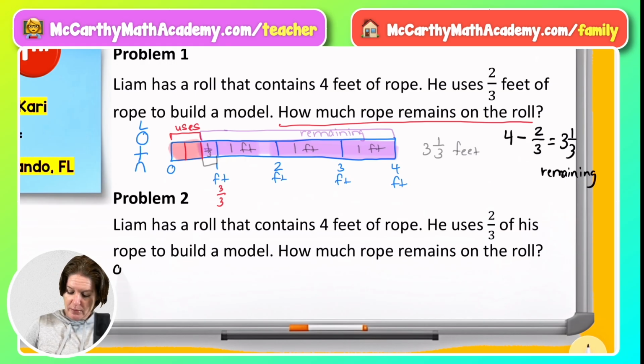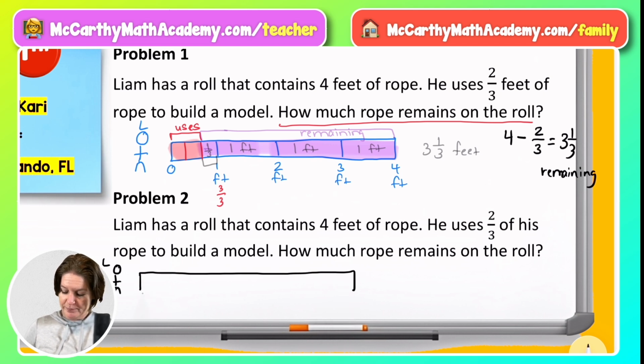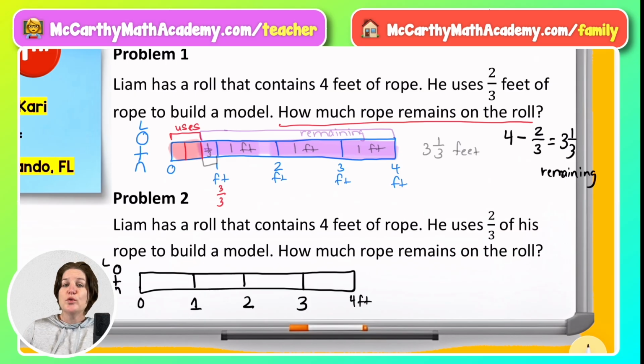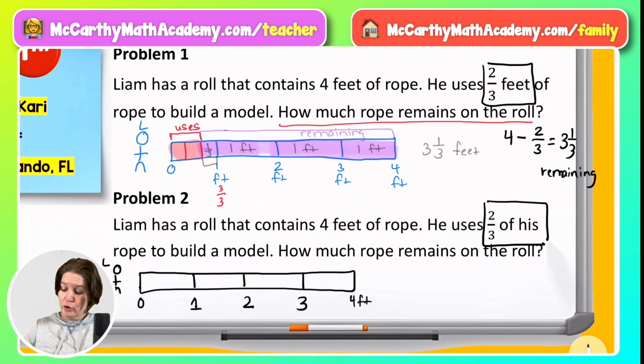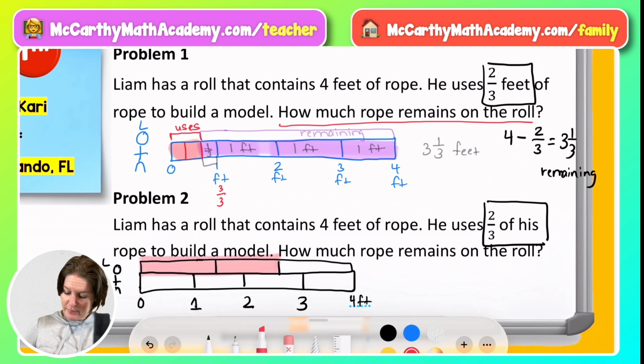So if I start the same problem out with Liam, Liam has a roll that contains 4 feet of rope. I'm going to start it by drawing the same kind of thing. 4 feet of rope. Here's 0 feet. Here's 4 feet. And let me break it down. This would be 1 foot, 2 feet, 3 feet. He uses 2/3 of the rope. Up here it said 2/3 feet. Now it's 2/3 of his rope, of the whole thing. So if we were to take this whole thing and break it into thirds, 3 equal pieces, that means that now he's using this amount right there.